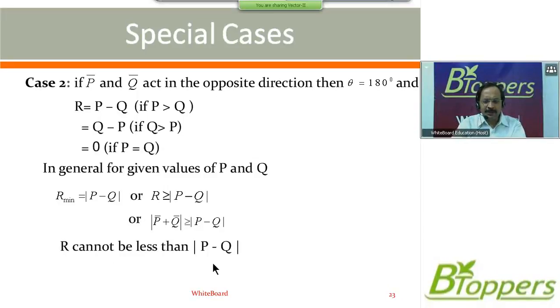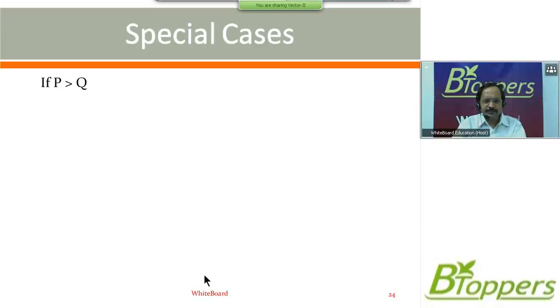So magnitude of the resultant cannot be less than modulus of P minus Q. The two vectors P bar and Q bar act in opposite directions, and magnitude of P bar is greater than magnitude of Q bar, as shown on the figure here. The direction of the vector sum of P bar and Q bar will be in the direction of P bar. Magnitude of the vector sum of P bar and Q bar can be written as magnitude of P bar minus magnitude of Q bar.